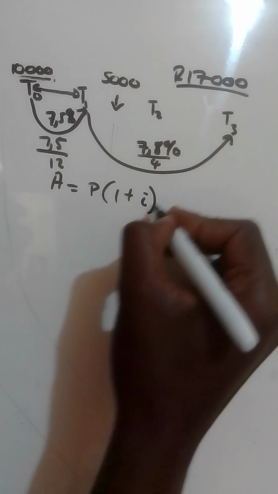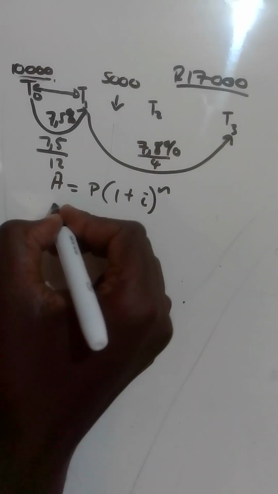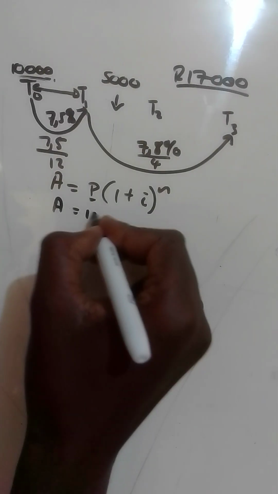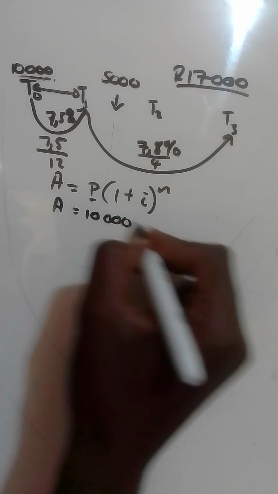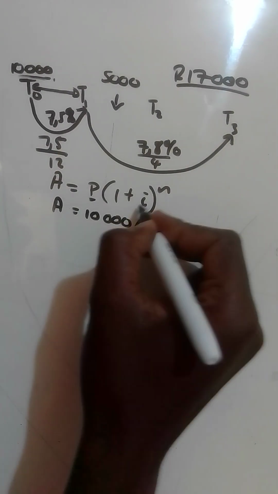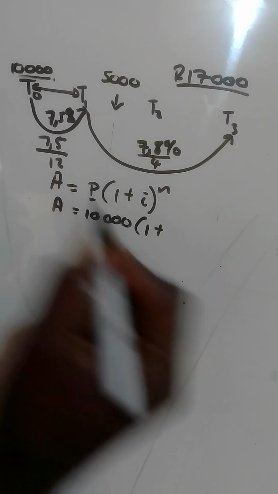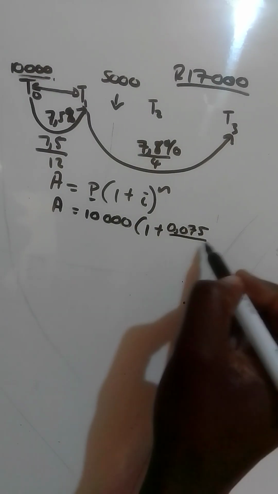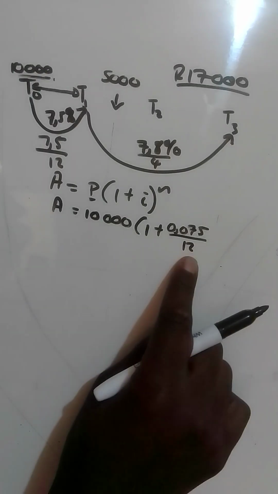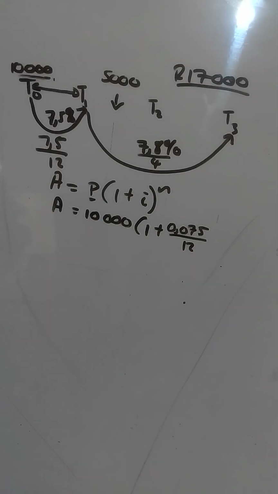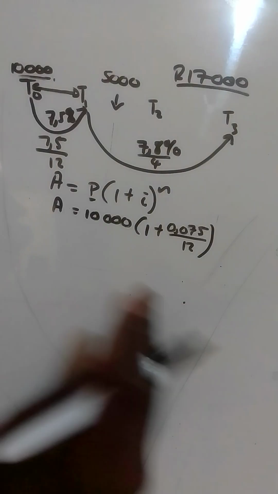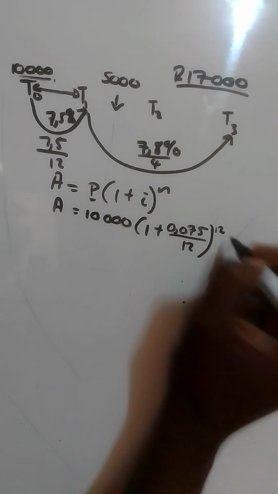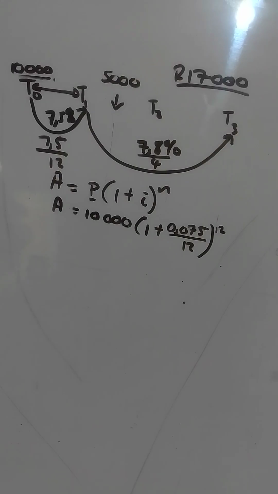...close bracket to the power N. So A is equal to P, the principal, which was deposited, is 10,000 rands. 1 plus I, which is the interest rate, the 7.5%, so we say 0.075 all over 12 because it was compounding per month. And then we close the bracket and it compounded for 1 year, so it should be to the power 12, right?